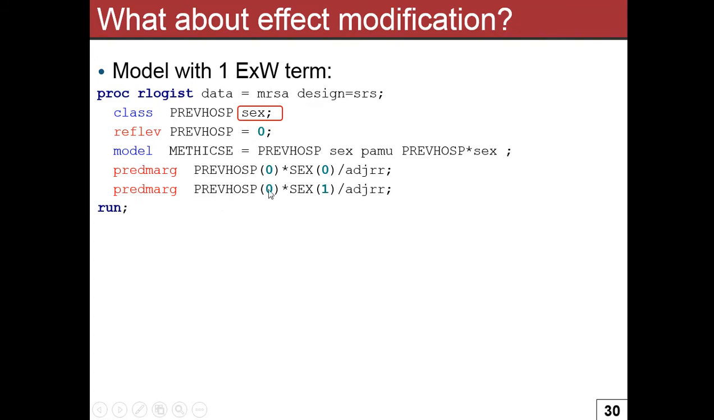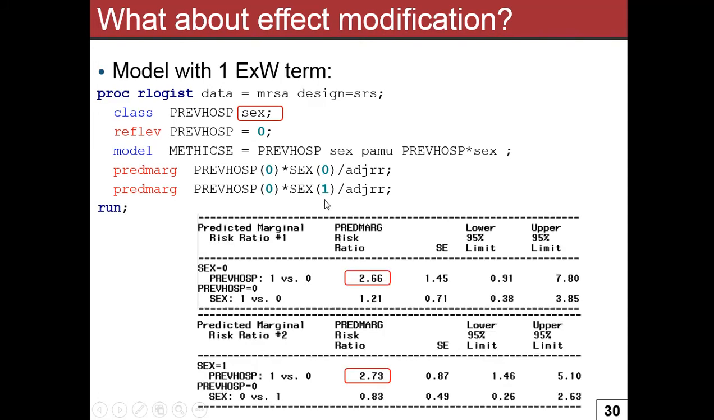And here is what the syntax would be for the risk ratio when sex is 0 and when sex is 1. Okay? So imagine you want the effect of exposure at the two levels of sex, 0 and 1. This is the way you do it. You have to write prevhosp 0, parentheses 0 times sex 0 / edge RR, and then here sex 1 edge RR. Okay, and SUDAAN's not so smart. It's going to give you some things you don't need and some things you do need. So let me show you how to read this.